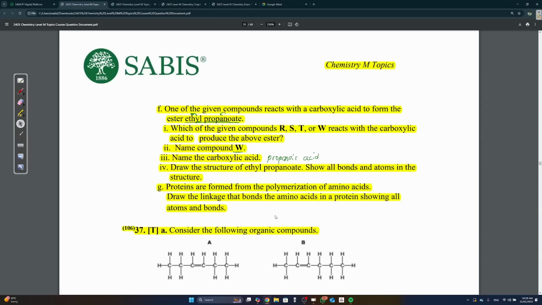Okay, let's take a look. Propanoic acid. Type. They say draw the structure of ethyl propanoate. Show all bonds and atoms in the structure. If you don't know how to do it, remember, esters look like this, right? They have R bonded to C, double bond O, and then R prime. Remember, the functional group of the ester is this C double bond O. How do we do it if you don't know? You have ethanol and you have propanoic acid.